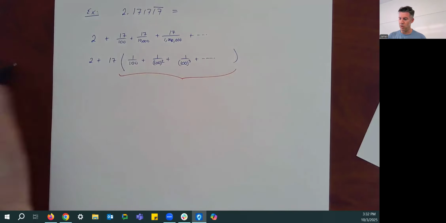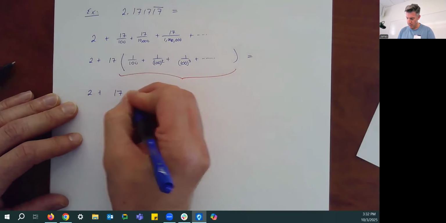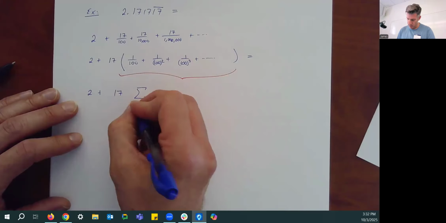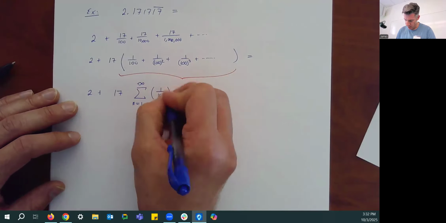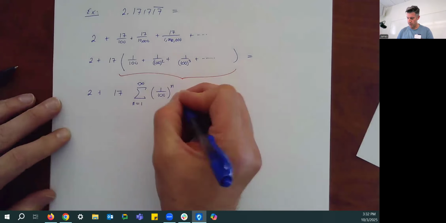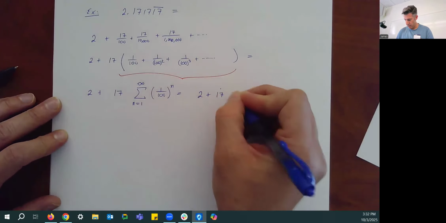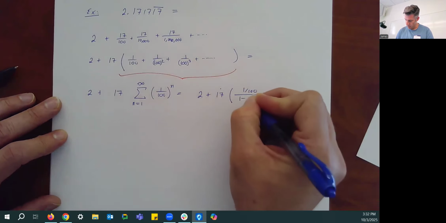Sometimes you want to write it in sigma notation. It's the sum from n equals 1 to infinity of 1 over 100 to the nth power. Kind of cool. And then we can certainly say, okay, that's 2 plus 17 times the first term over 1 minus the ratio.